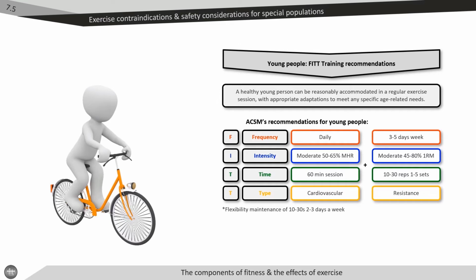It is also recommended that young people maintain their flexibility with 10 to 30 second holds of stretches over 2 to 3 days a week for all of the major muscle groups.